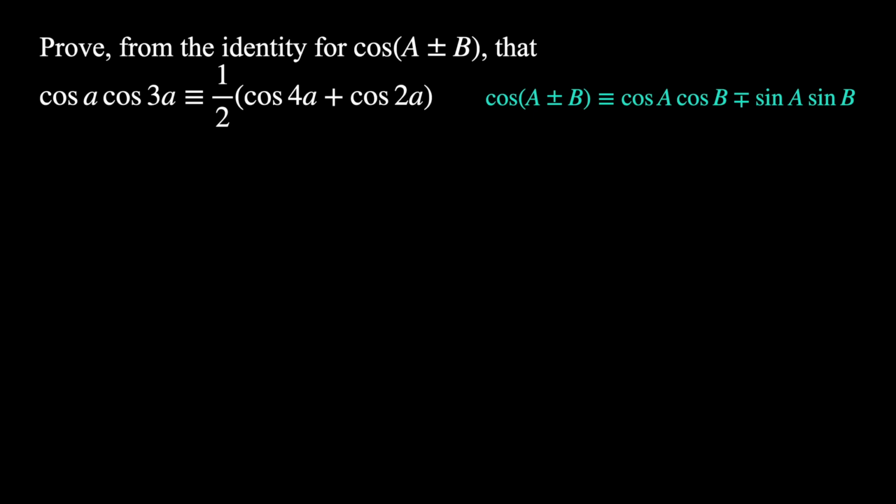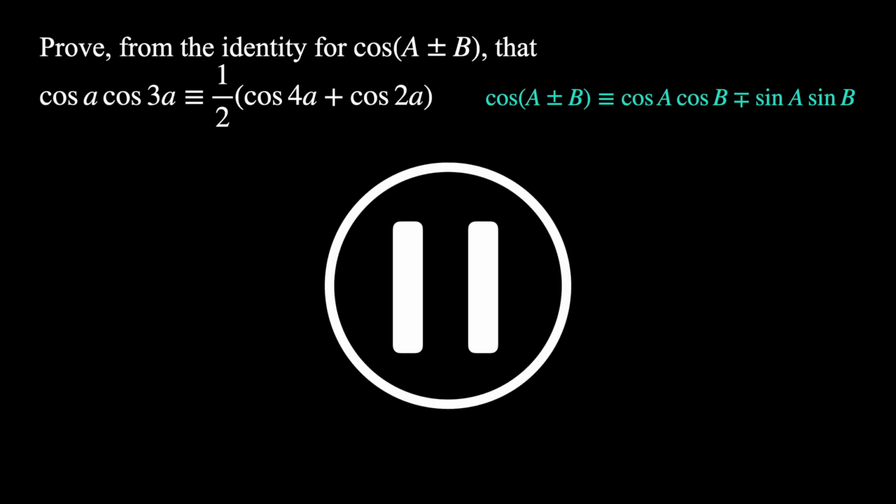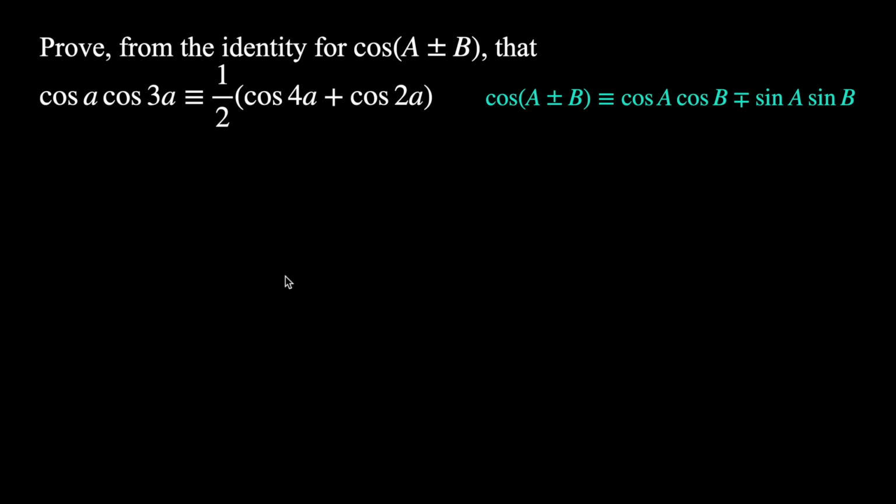And I really encourage you to pause the video here if you didn't already and try to prove this identity yourself. It has a really nice, neat solution. Now to prove this identity, you need to notice something about cosine of 4A and cosine of 2A. Now how can we relate those two terms to this identity? So what is another way to write cosine of 4A?